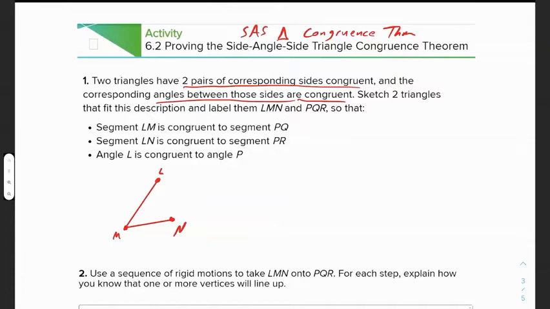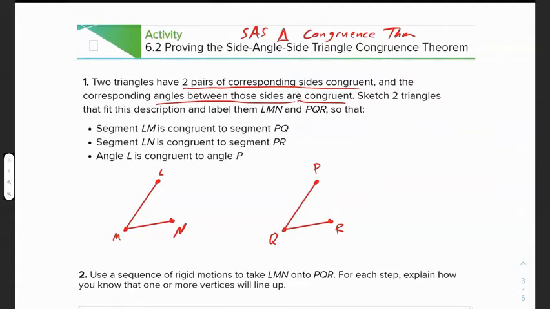All right, I got my sides, and I'm going to do the good old-fashioned copy and paste. Except what I'm going to do is this is going to be called PQR. That's what they wanted us to do. And then, yeah, we are working off of two triangles here, so might as well finish off the triangle. All right, here's LN and PR.